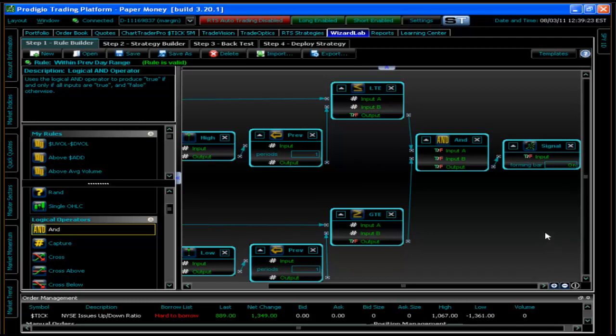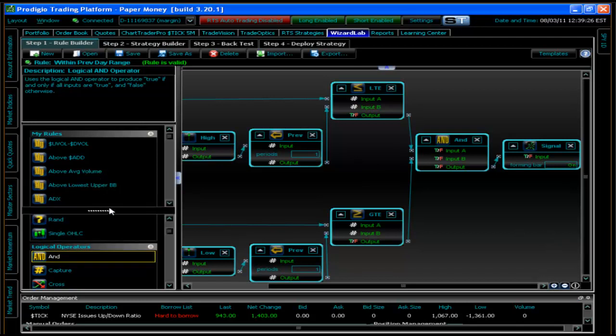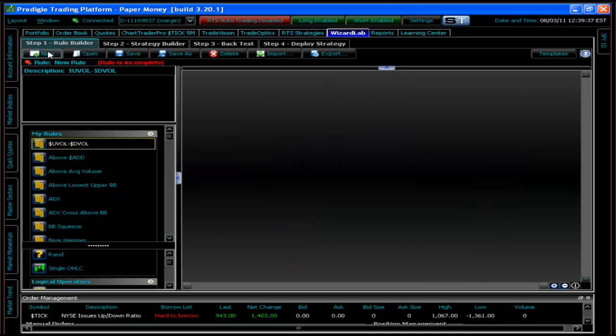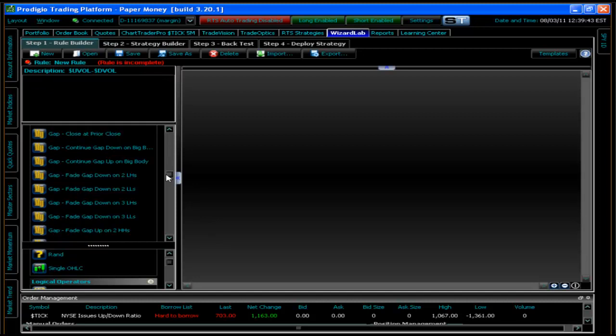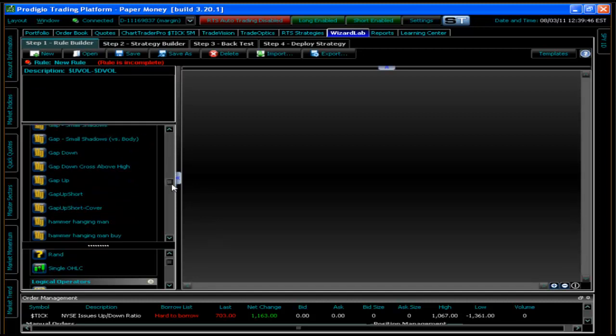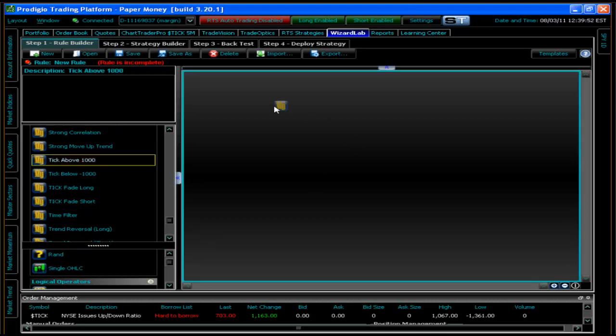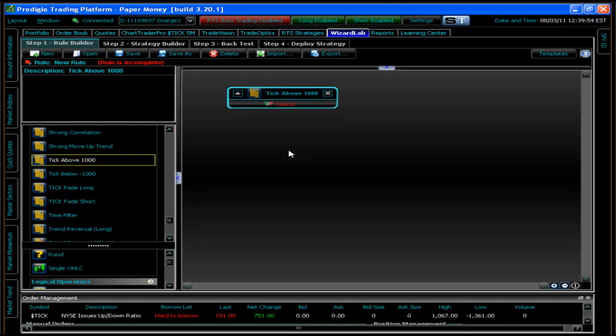And the way that you would make the original version of this strategy is like this. Every time I save these rules, I'm creating a library for myself. That library is managed under the My Rules box, which is on the left-hand side of the rule builder. I can reuse those rules that I made in larger rules. And so before, I had this tick above 1,000. So I scroll down to tick above 1,000. I had this one rule, and see the icon here? You see how there's this my icon? Anytime you use a my rule, it's going to have this icon right here.